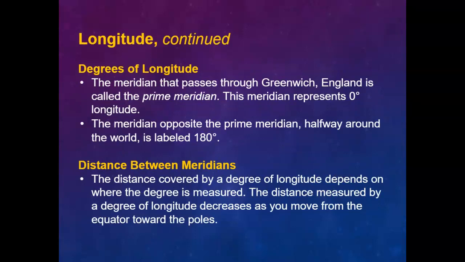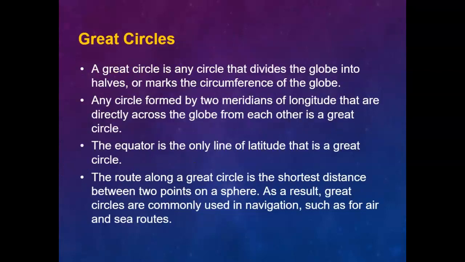And what is that 180 degree line called? Sometimes it's called the International Date Line. It might also be called the anti-meridian, meaning like the opposite of the prime meridian. Okay. We're going pretty fast here. Let's keep going. Great circles.